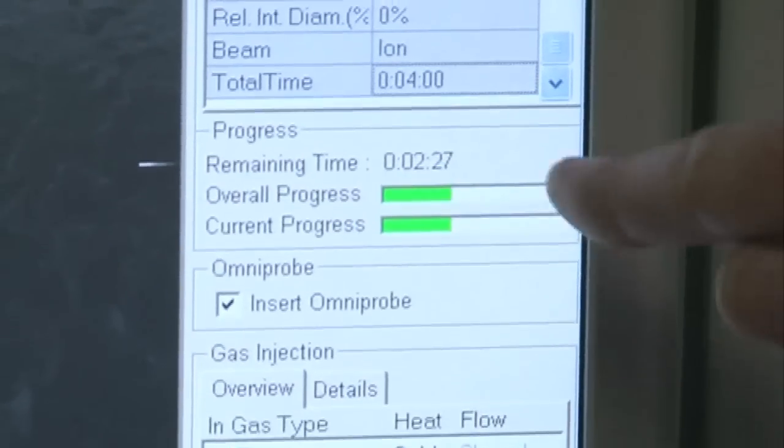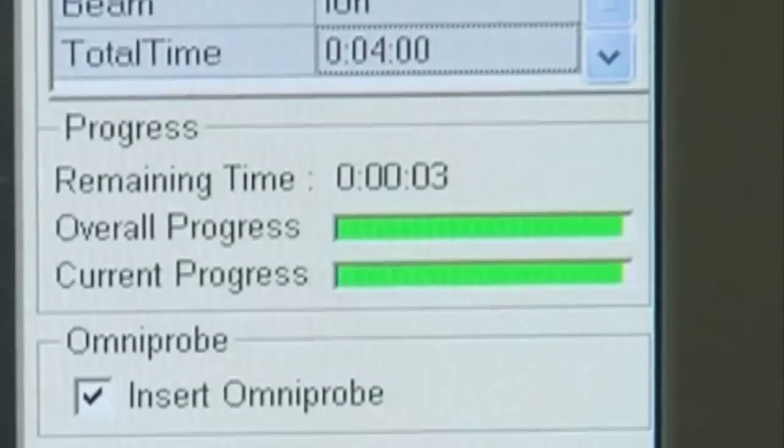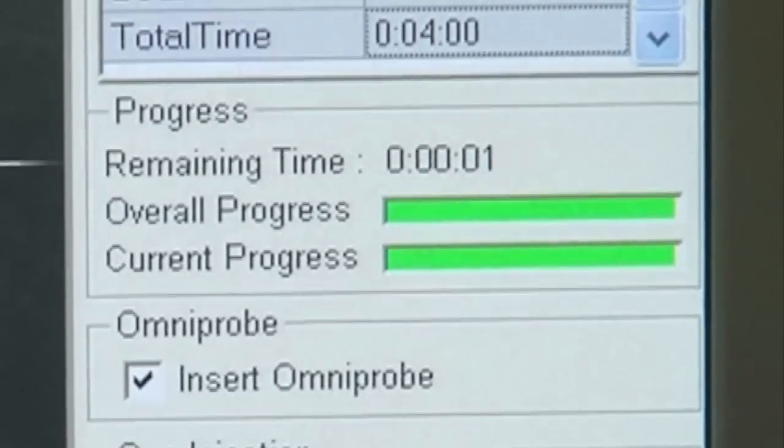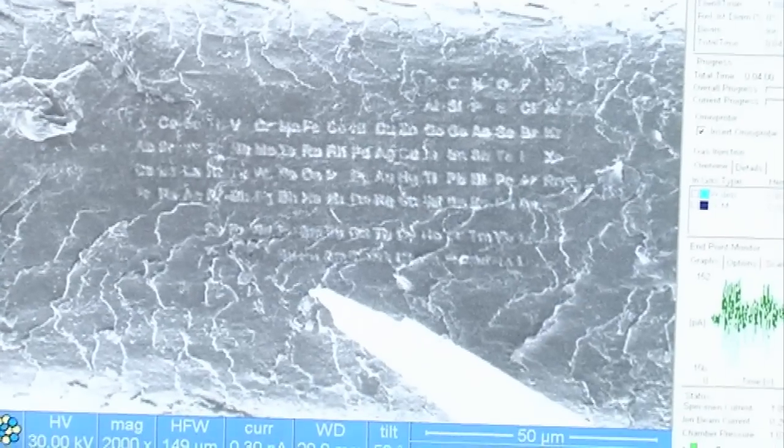The key thing is this green bar here. Mike is irradiating it with ions of gallium at huge speed, knocking off tiny flakes of my hair. And when this green bar gets to the end, the periodic table's ready. Let's see what's happened. Ooh.